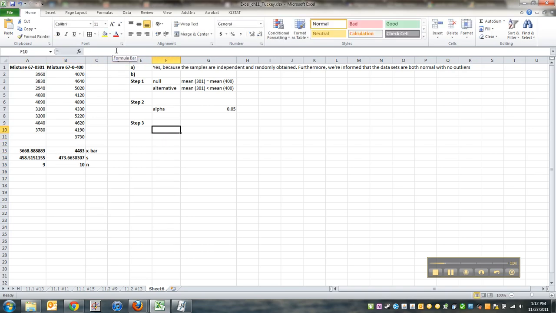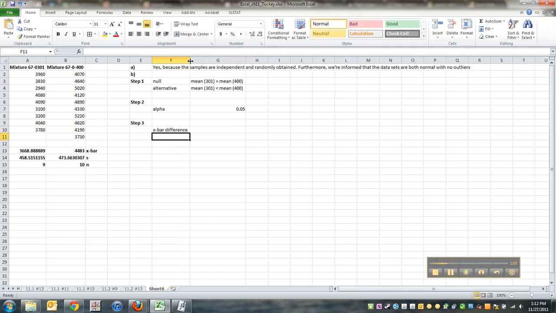Well, it's because I need the x bar difference right here in order to calculate my test statistic. So the x bar difference is equal to this number minus that number. And I chose that because I chose to make it a left-tailed test, so I'm doing 301 as my first one. If you want to make it a right-tailed test, it would just be the opposite. Then it would be 401 minus the other one.